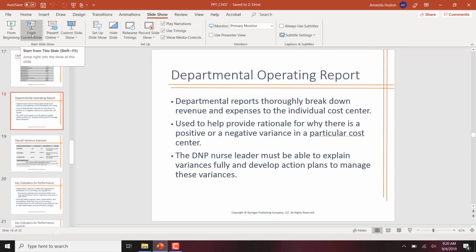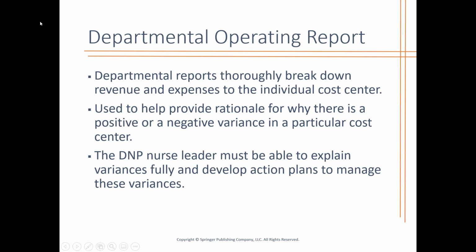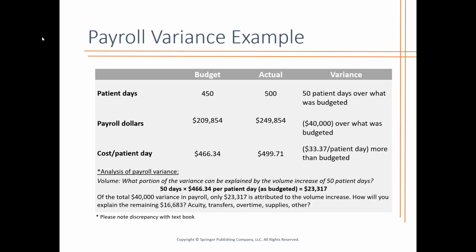So this is picking up in Chapter 7 where we left off after the overview of financial statements. Now we're going to talk about the departmental operating report. These reports break down revenue and expenses to the individual cost center. It's used to provide rationale for why there is a positive or negative variance in a particular cost center. The DMP nurse leader must be able to explain variances fully and develop action plans to manage these variances.